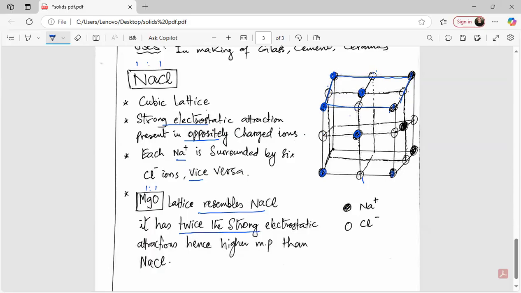Magnesium oxide's lattice resembles NaCl because it also has 1:1 for the positive negative ion. But the bonding in magnesium oxide is stronger because it has twice the amount of charges present on it.